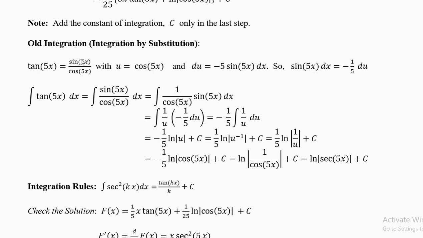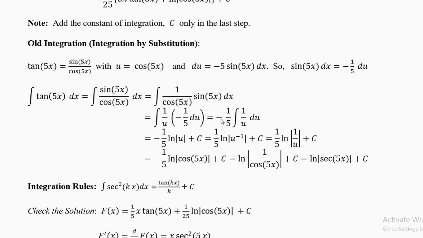See, tangent is sine over cosine. Derivative of cosine is minus sine. That minus 1 will get adjusted in the steps. So your integration of the tangent is 1 over cosine, sine 5x dx. Sine 5x dx is minus 1 by 5 du. We have done the substitution. And 1 by cosine 5x is 1 by u. This is power minus 1. We have to use the logarithm.